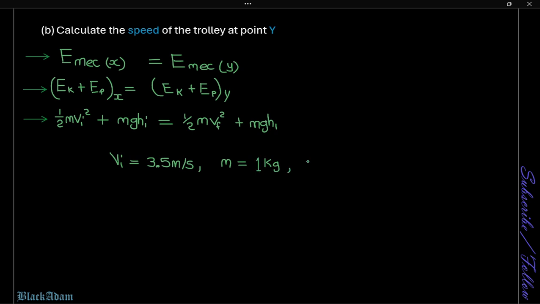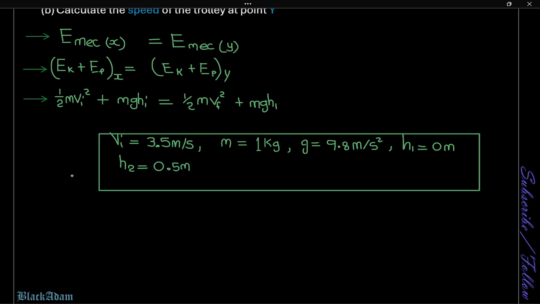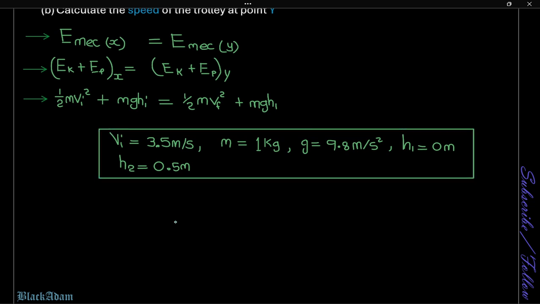So v initial is 3.5 meters per second, and we have a mass of 1 kg. Then we have gravitational acceleration, that's 9.8 meters per second squared, and then we have height. Height 1 is going to be 0, that's the ground, so we take the ground as 0. Then height 2, the final height, is 0.5 meters. That's the information that we have, and then we need to calculate the final velocity.